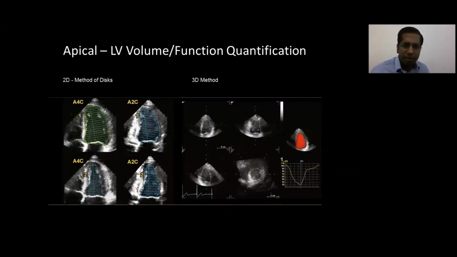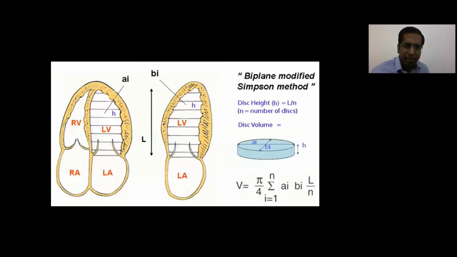Different methods of quantification. You have the 2D, you have the 3D method. So I'll just stick to the 2D measurement and the principle behind it. The principle is that the left ventricle is divided into multiple discs, as you can see here. And that is seen in the four-chamber and the two-chamber view, as you can see here.